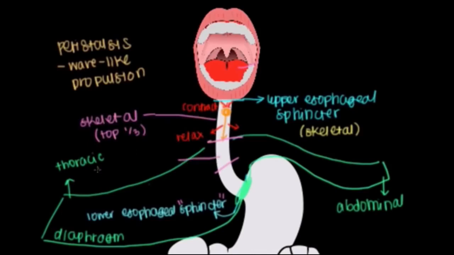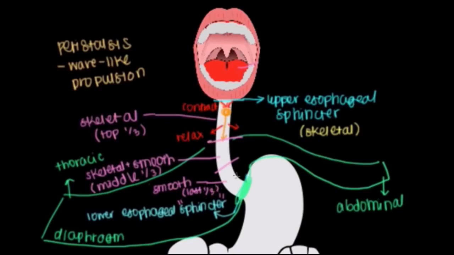In the middle right here, we actually have a mix. We have skeletal under our control plus smooth muscle. And they work together, so it's sort of in our control, but also not really. So that's going to be the middle 1/3 of the esophagus. And as the progression goes, when we get to the end right here, this last 1/3 of the esophagus is going to be smooth muscle. So that's how the esophagus is split up into 3 parts. Skeletal at the top 1/3, skeletal and smooth for the middle 1/3, and then smooth entirely for the last 1/3. And that's how our esophagus works as well.